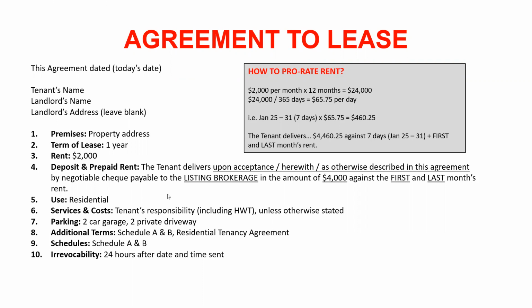The rest of the paragraphs are a little bit more self-explanatory. Paragraph five, what's the use of the property? It's going to be residential for the most part. Unless it's a commercial property, you'd be using a different form. So just say residential or single family use. Services and costs, just go back to the MLS listing, take a look at what's included, what's not included, and you simply check off what is or isn't the tenant's responsibility.